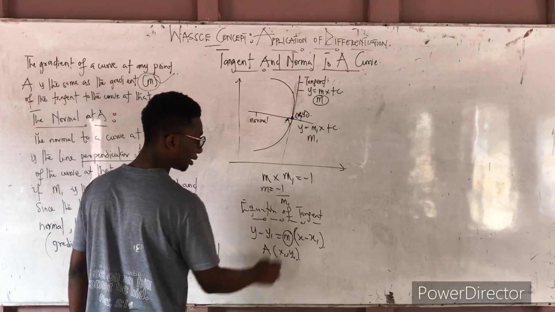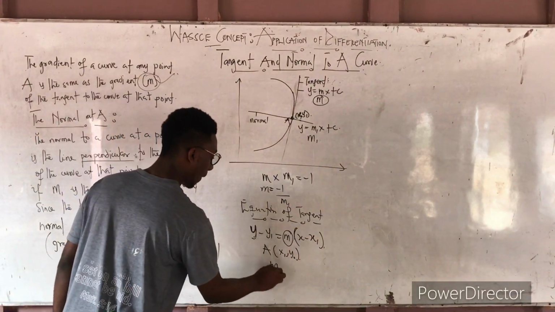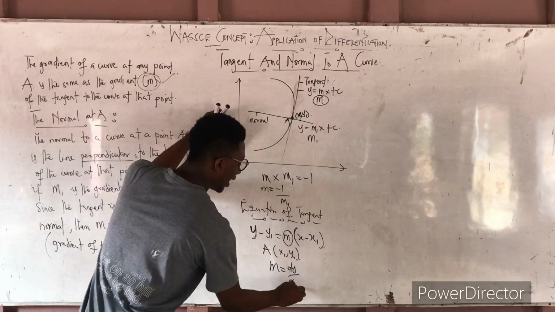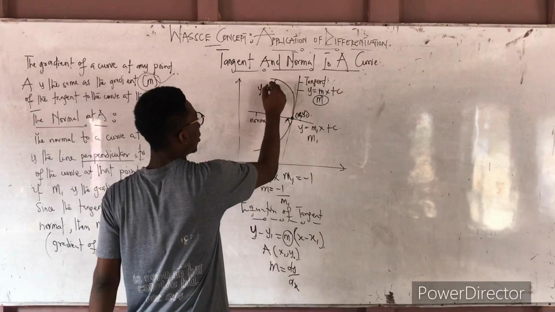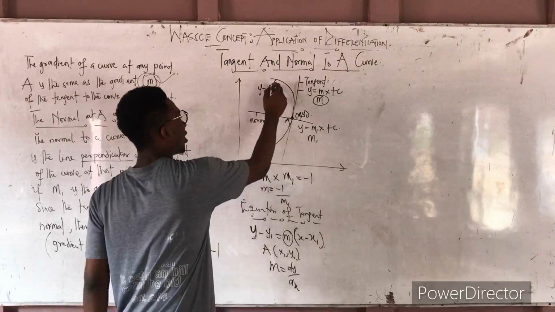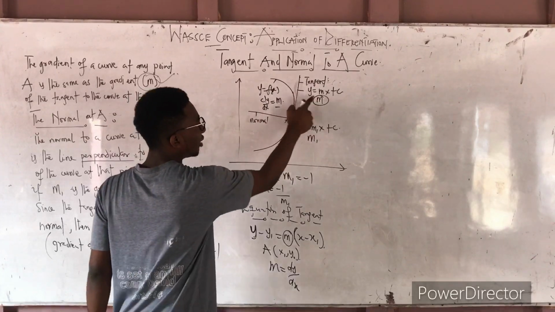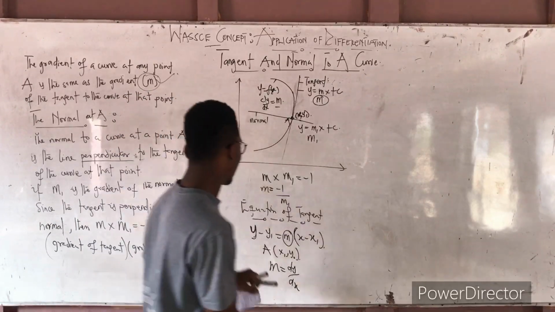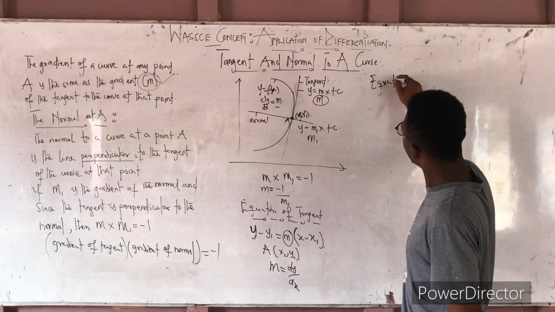Your m is simply the gradient of the equation. So the m here of the curve becomes your dy/dx of that particular curve. So let's say y is equal to f(x). Then your dy/dx is equal to m. That is the same gradient as the tangent, and that is here. Now since you get this, how can you find the equation of the normal?